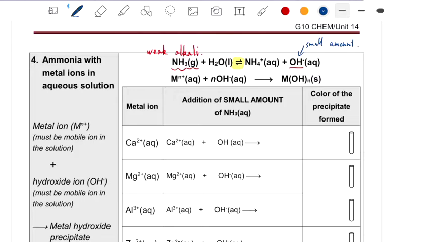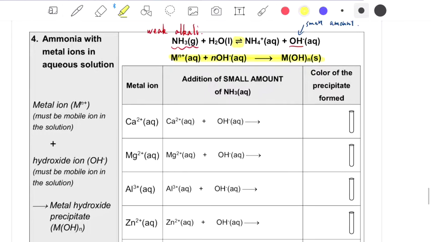Okay, and the reaction would go forward and also backwards, so only a small amount of hydroxide will be found in the solution, and this small amount of hydroxide would react with a metal cation to form the precipitate. So again, the key reaction for this part is this one.